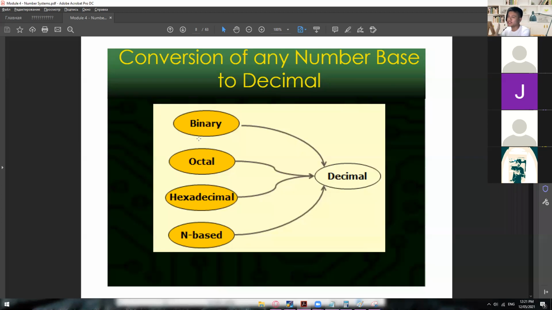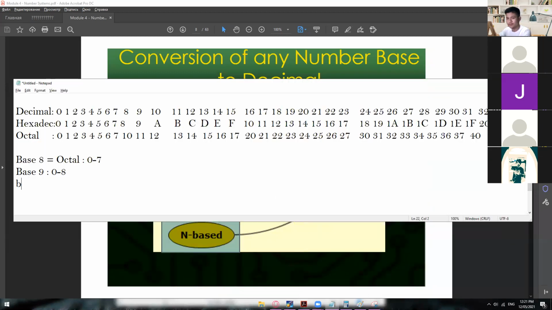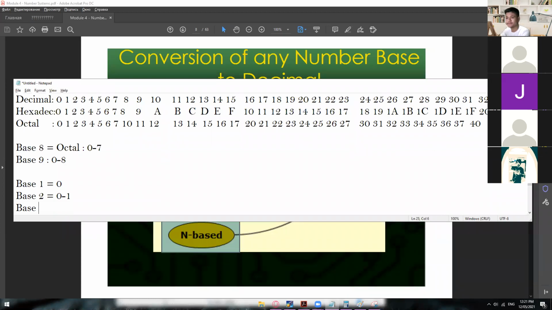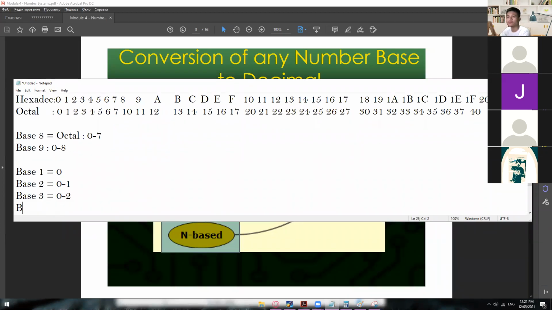So in here, we can actually convert binary to decimal, octal to decimal, hexadecimal to decimal, or any base to decimal. Okay. All right, so let me just give you guys an idea. What is this n base right here? As you guys may already know, let's start with base 1. Base 1 is just 0. Base 2 is ranging from 0 to 1. Base 3 is ranging from 0 to 2. Base 4 is ranging from 0 to 3.